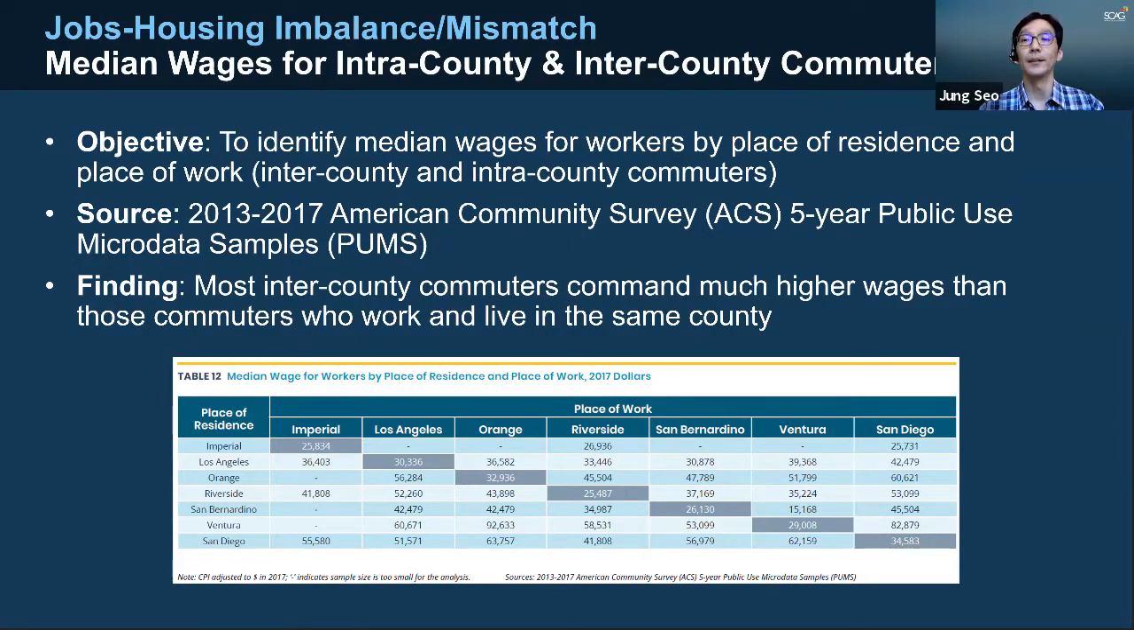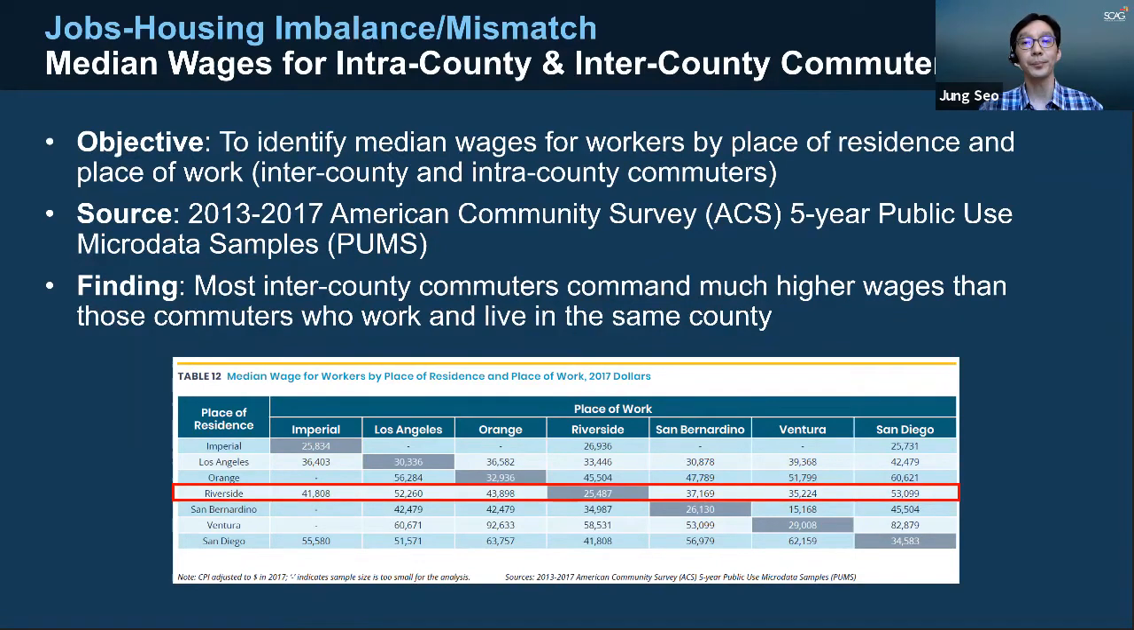The table in this slide shows the median wages for inter-county and intra-county commuters for the 6 counties in the SCAG region plus San Diego County. The results indicate that most inter-county commuters command much higher wages than those commuters who work and live in the same county, which is shown in the gray color in this table. So for example, the median wage for the workers who work and live in Riverside County is about $25,500. But on the other hand, the median wage for the Riverside County workers who commute to other counties is higher than that.